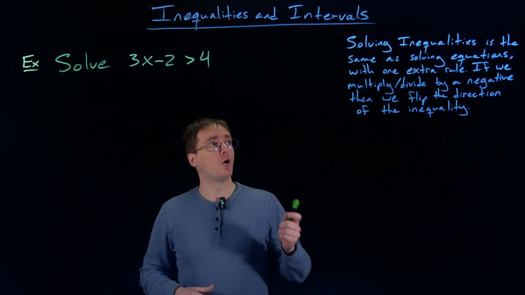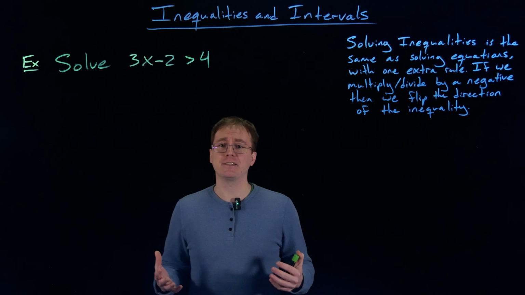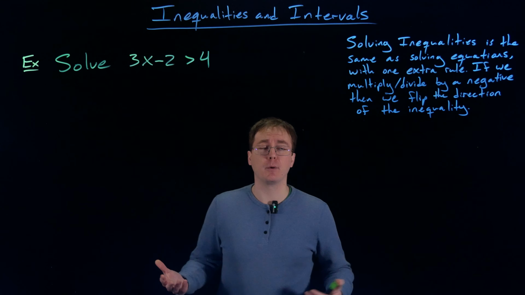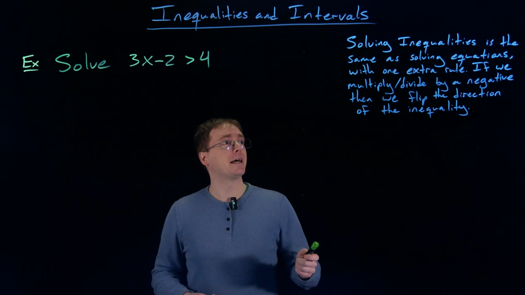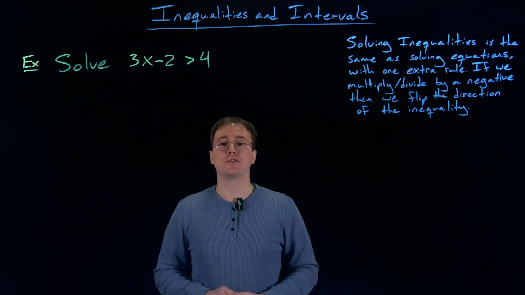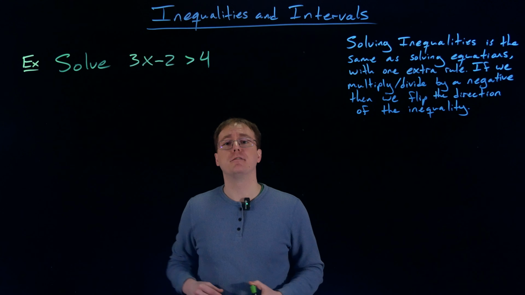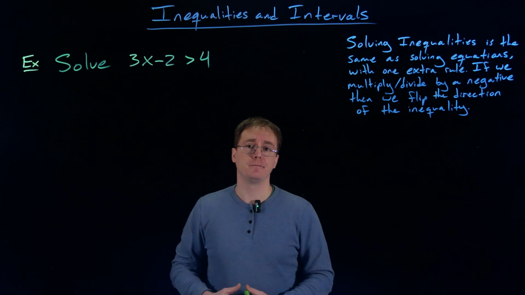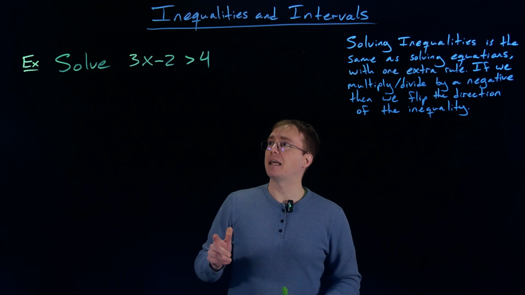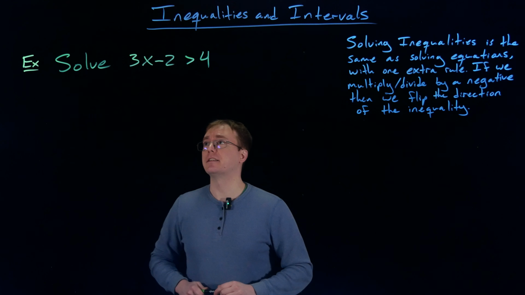In this video, we're going to look at some examples of solving inequalities. And when we're solving inequalities, there's one thing we want to remember. It's basically the same as solving any ordinary equation, but with one extra rule. And that is, if we multiply or divide both sides of an inequality by a negative number, then we have to flip the direction of the inequality sign involved. So keeping that in mind, let's go ahead and start solving this inequality.